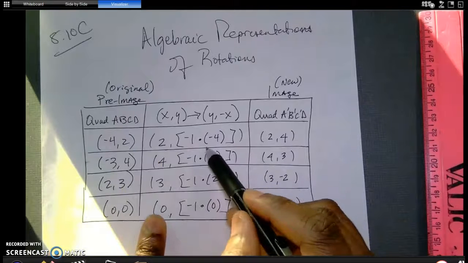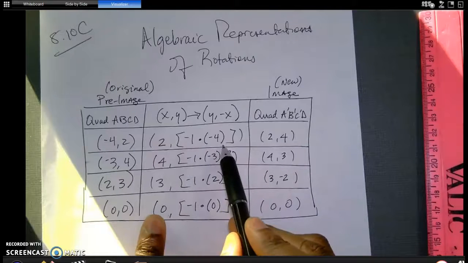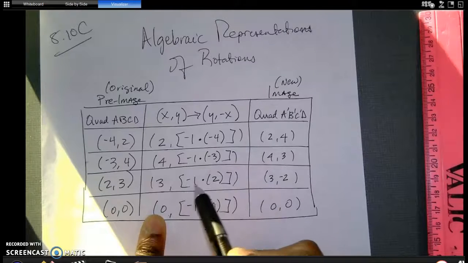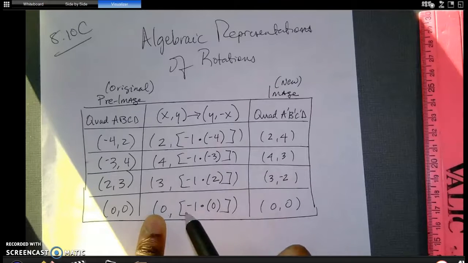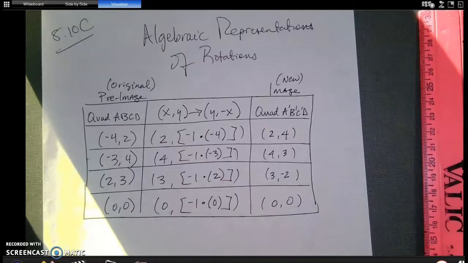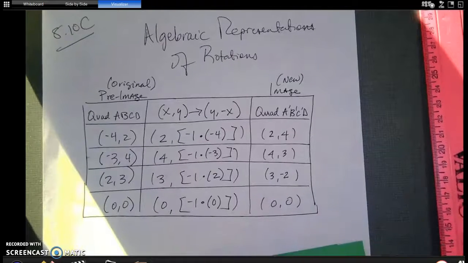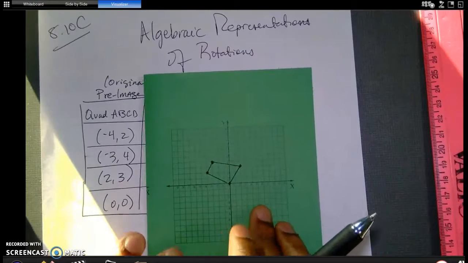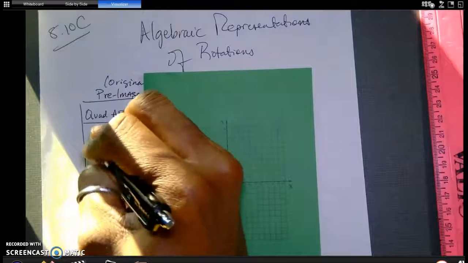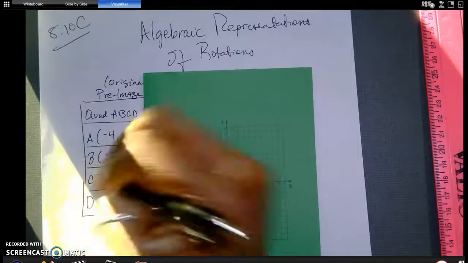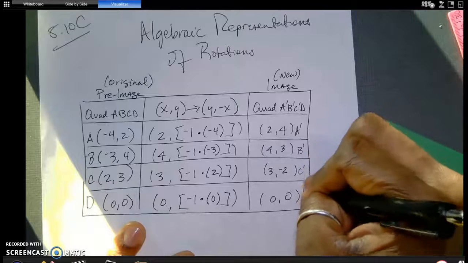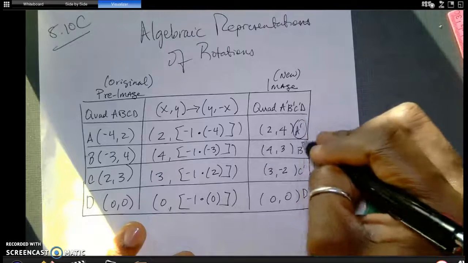Once I multiply these out using integer rules, -1 times -4 is 4. -1 times -3 is 3. -1 times 2 is -2. -1 times 0 is 0, of course, because any number that is multiplied by 0 is going to be 0. So what I did here is I plotted my original points. This was point A, B, C, and D. This is going to become my new A prime, B prime, C prime, and D prime. Okay?